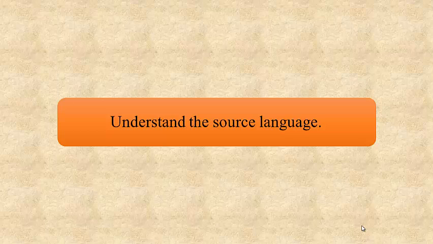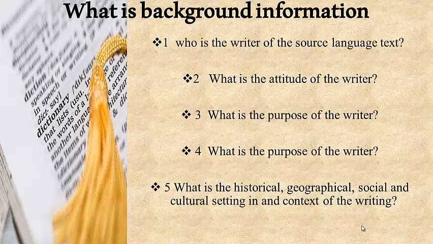Besides the language itself, we need to know many other things I would call background information. What is background information? It includes who is the writer of the source language text, what is the attitude of the writer, what is the purpose of the writer, what is the style of the writing, what is the historical, geographical, social and cultural setting in and context of the writing. Let's take a look at some of them.